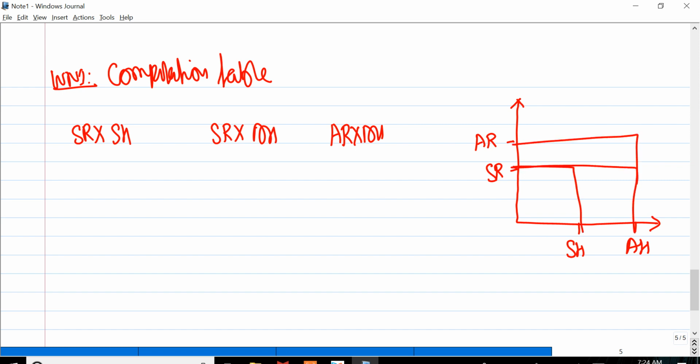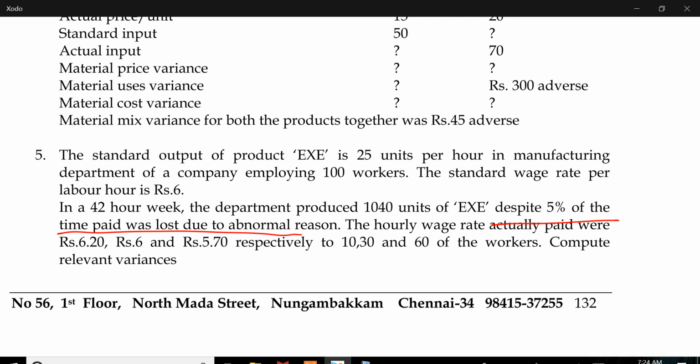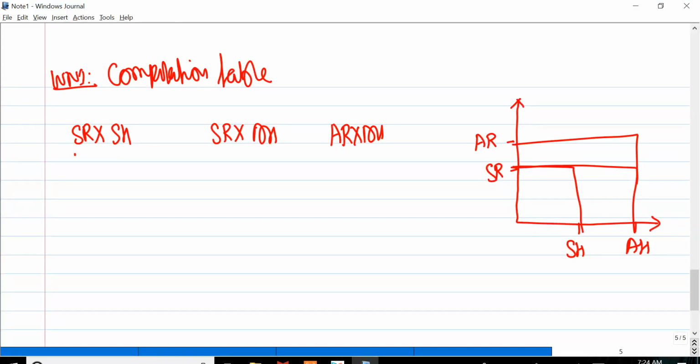This is your computation table which comes from the chart. SR into SH, SR into AH, AR into H. What is SR? The company wanted to pay 6 rupees. That is your SR.